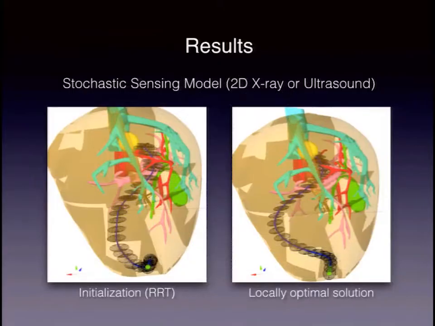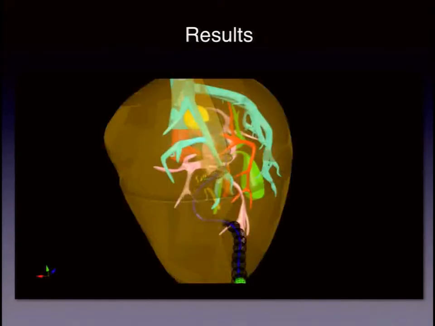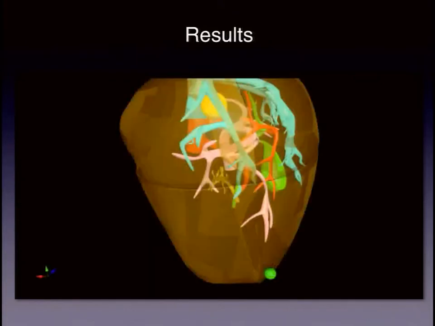So here are some results. We first assume a 2D sensing model, which could be from an X-ray or ultrasound image. The locally optimal solution really gives us a high probability of success and lower deviations. We also applied it to a 3D sensing model. It shows that it converged from a low quality plan to a locally optimal solution. And as you can see in the execution, the robot first guides itself to some highly accurate sensing region to reduce the noise, to reduce the uncertainty in the path, and then approaches the goal region.